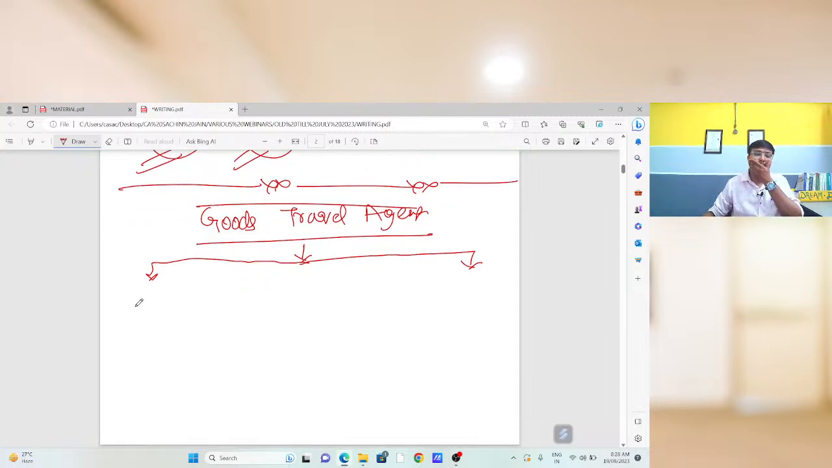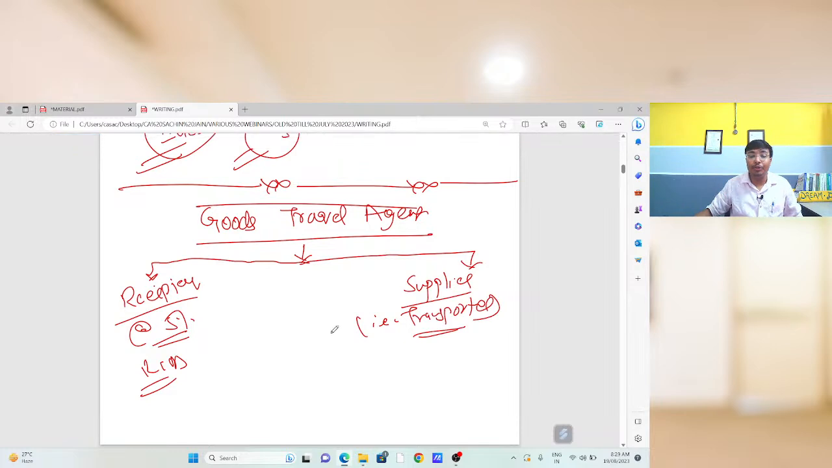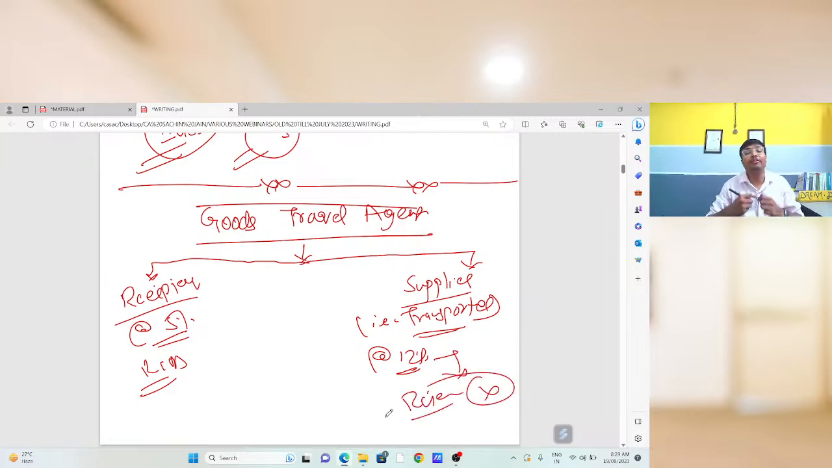Goods transport agency. One concept is that the recipient has to make the payment of taxes at the rate of 5% under reverse charge mechanism. When the supplier, that is the transporter, is going to declare that I am going to make the payment of taxes at the rate of 12%, in that case the recipient is not liable to make the payment of taxes under reverse charge mechanism. That is the whole story in case of goods transport agency.